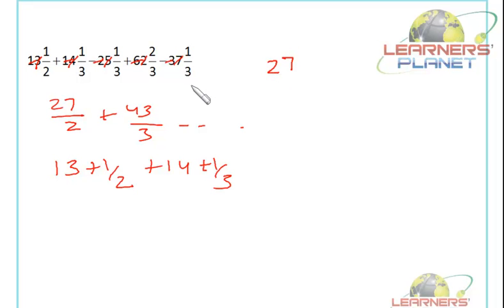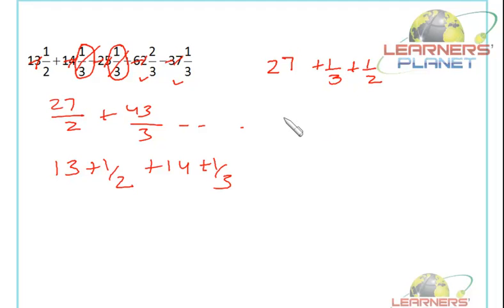Friends, you might have observed that I have taken only the integral part of these mixed fractions. So in the first step, I have calculated the integral part only. Now I'll be observing the fractional part also. You just observe, it is positive 1 by 3 and it is negative 1 by 3, so both of them will be cancelled. Similarly, it is positive 2 by 3 and negative 1 by 3, so we'll be having a positive 1 by 3. Similarly, we'll be having this half.